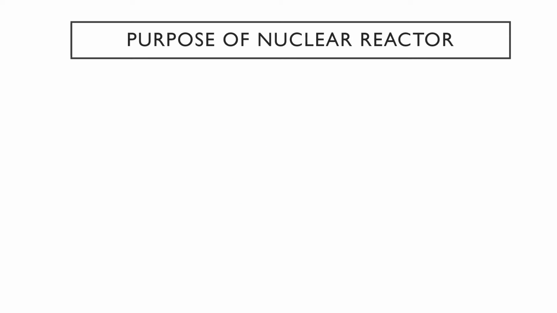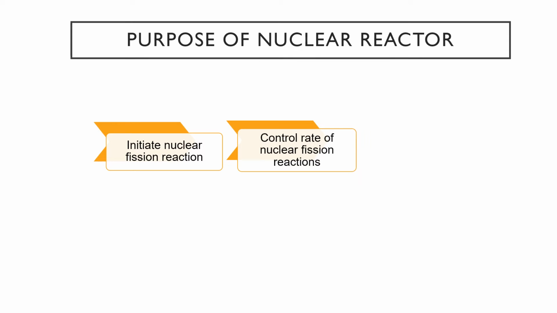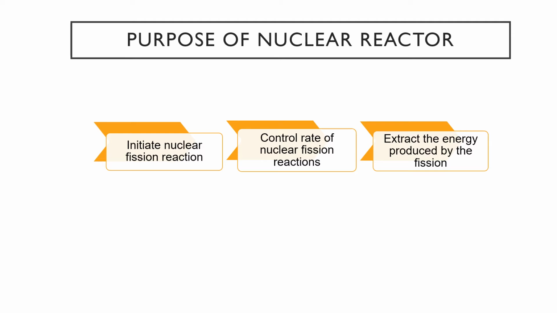So next is the purpose of nuclear reactor. As I mentioned just now, the nuclear reactor consists of a nuclear fission process. So it is used to initiate nuclear fission reaction, to control the rate of nuclear fission reaction, and to extract the energy produced by the fission reaction.